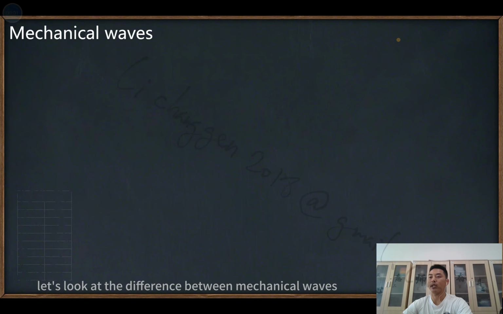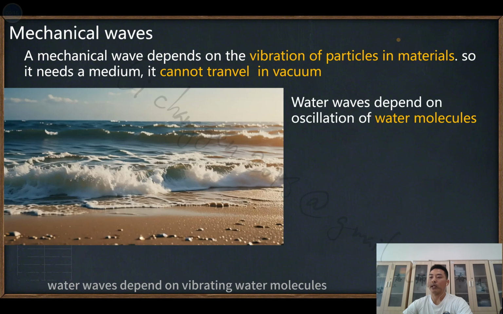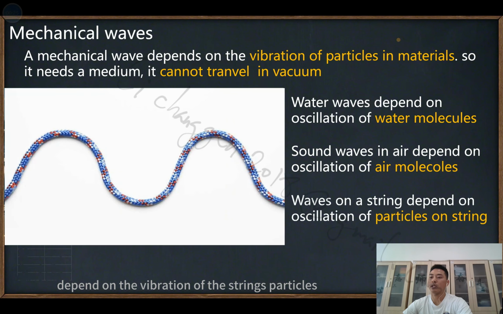Now let's look at the difference between mechanic waves and electromagnetic waves. Mechanic waves need a medium to travel through. That means they cannot move through a vacuum. This is because mechanic waves rely on the vibration of particles. For example, water waves depend on vibrating water molecules. Sound waves in air depend on vibrating air molecules. Waves on a string depend on the vibration of the string's particles. These are all mechanic waves.